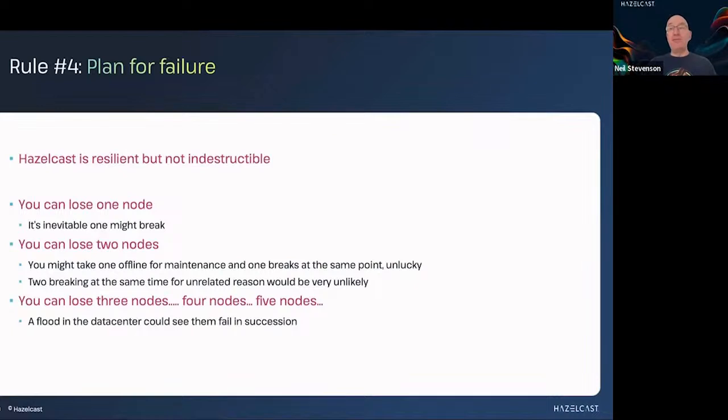Two breaking for a related reason is different. If there's a flood in the data center, all the machines are going to be affected, so you could lose a lot. You have to consider that. Generally what we're saying is one is definitely going to fail, two if you're unlucky, and all of them if you're very unlucky. But in between, are 5 machines going to fail and you've still got 135 because you're that 140 node cluster? That doesn't seem very likely statistically, for unrelated reasons.